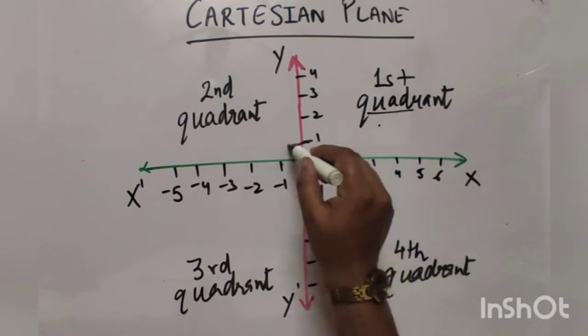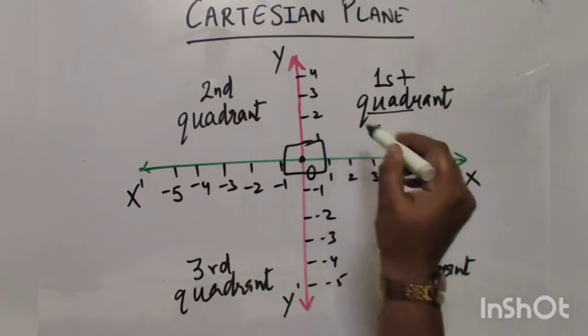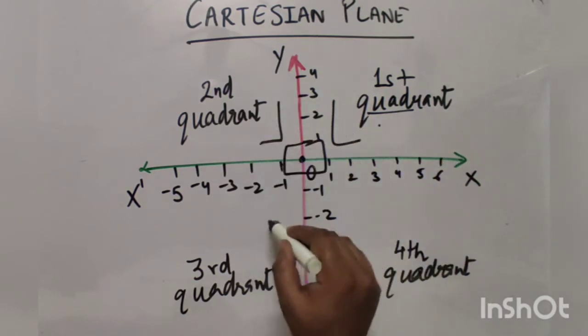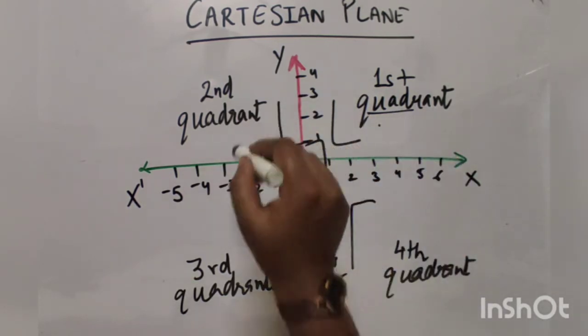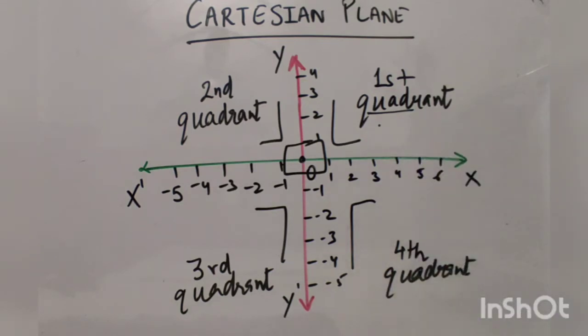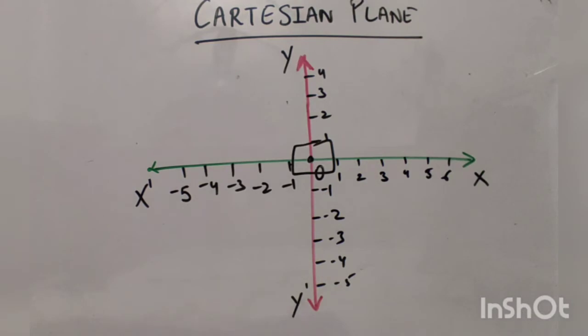You can notice here these are perpendicular, so each part is a 90-degree part. Right? A 90-degree portion. And each portion is given a name, that is quadrant. Right? Now, the next thing is what is special about these quadrants.